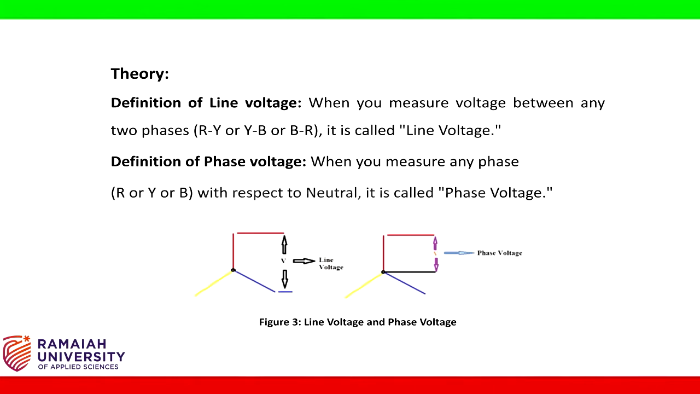Definition of line voltage. When you measure voltage between any two phases, RY or YB or BR, it is called line voltage. Definition of phase voltage. When you measure any phase R or Y or B with respect to neutral, it is called phase voltage.